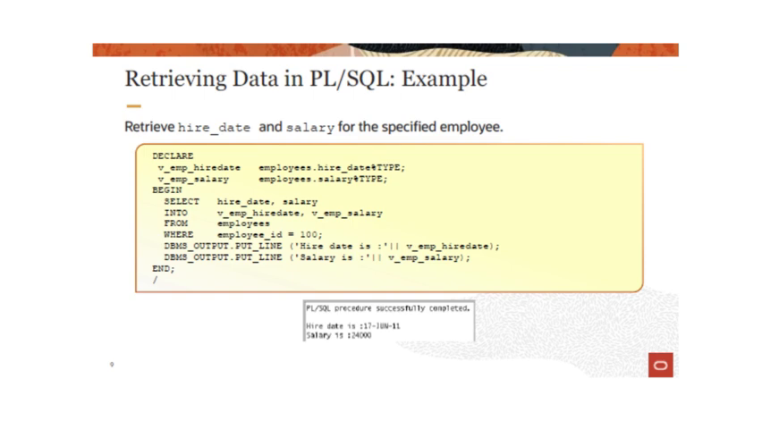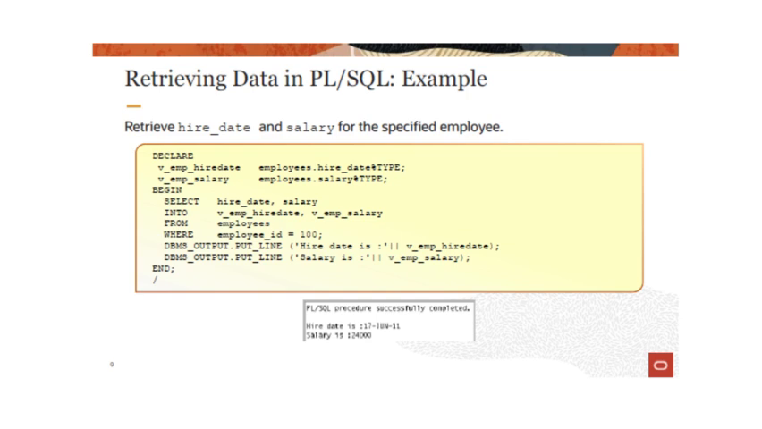In the code in the slide, the v_emp_hire_date and v_emp_salary variables are declared in the declare section of the PL/SQL block. In the executable section, the values of the hire_date and salary columns for the employee with employee_id 100 are retrieved from the employees table and stored in the v_emp_hire_date and v_emp_salary variables, respectively. Observe how the INTO clause, along with the select statement, retrieves the database column values and stores them in the PL/SQL variables.